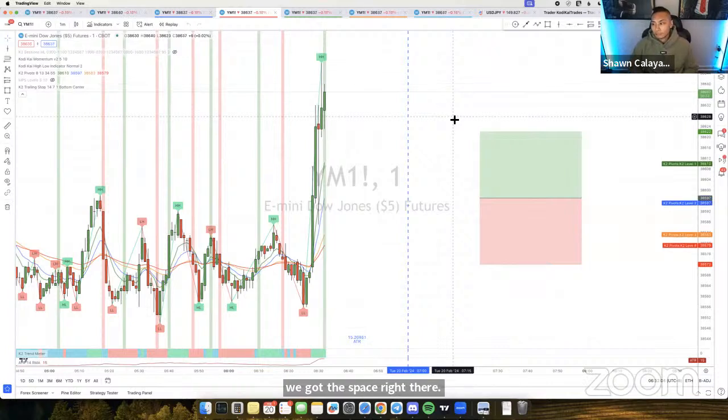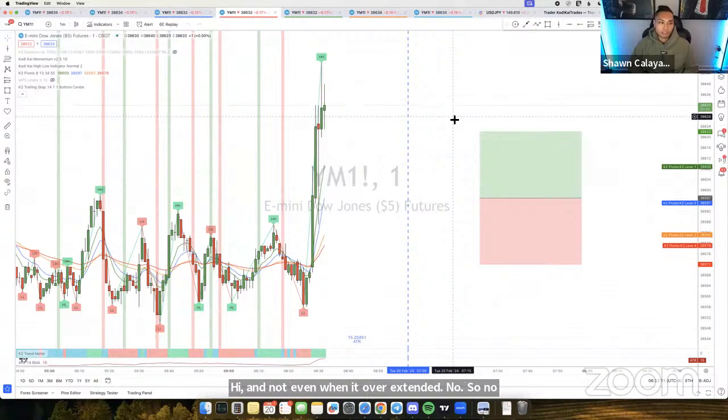Andreas said not even when it overextended. No. So no restrictions means no restrictions. There's literally no restrictions behind it. No red flags, no restrictions, no nothing.